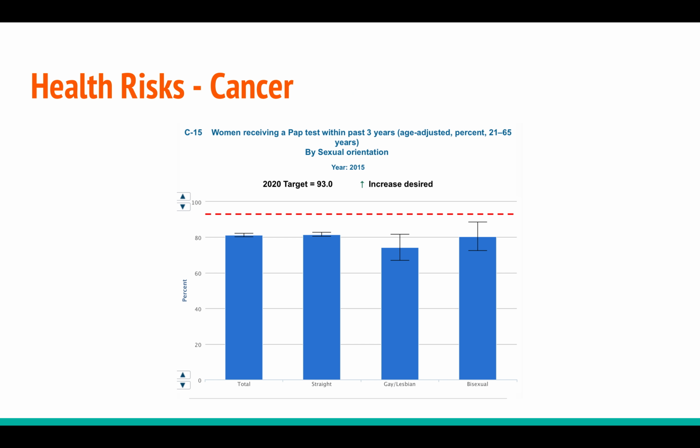This National Health Interview Survey graph illustrates women who received a Pap test within the past 3 years by sexual orientation. Those who were gay or lesbian were less likely to receive one as opposed to those who were straight. And one of the risk factors is also that they're less likely to get preventative services for cancer. There are lower rates of mammography and Pap smears.